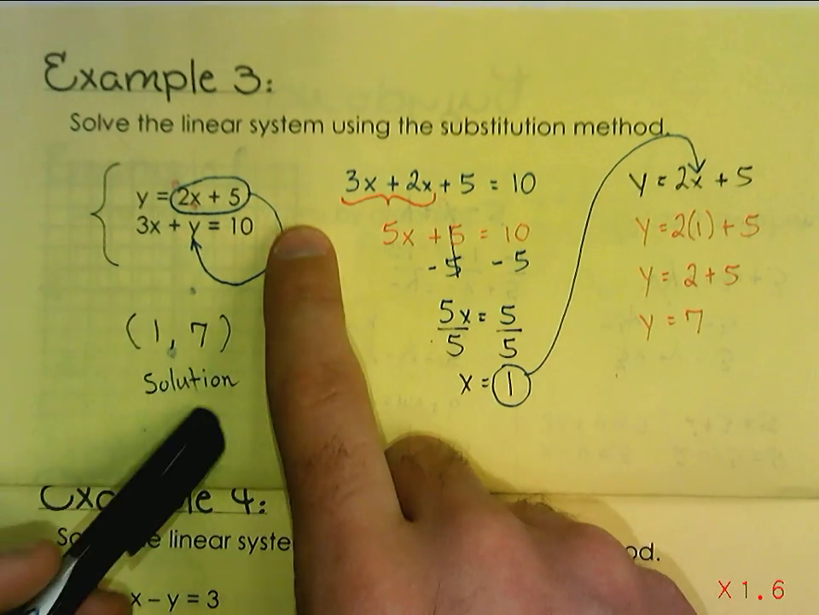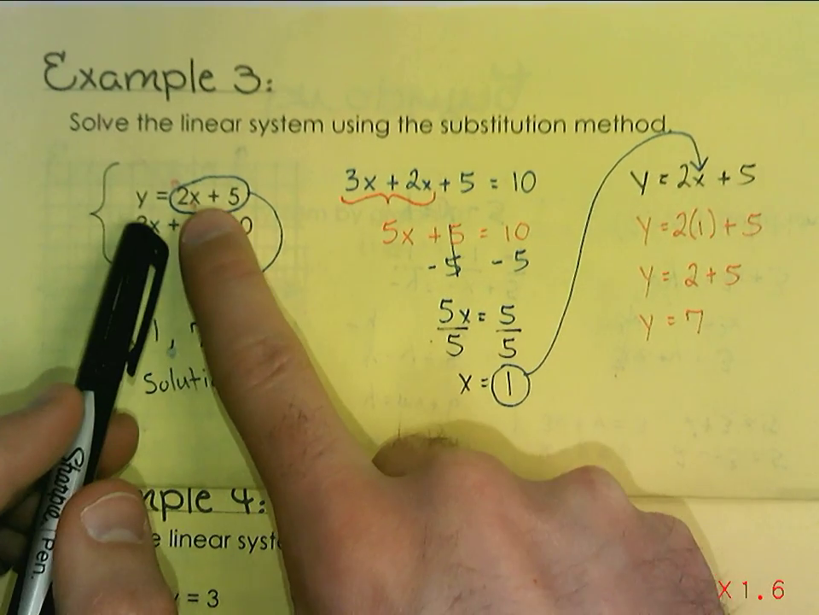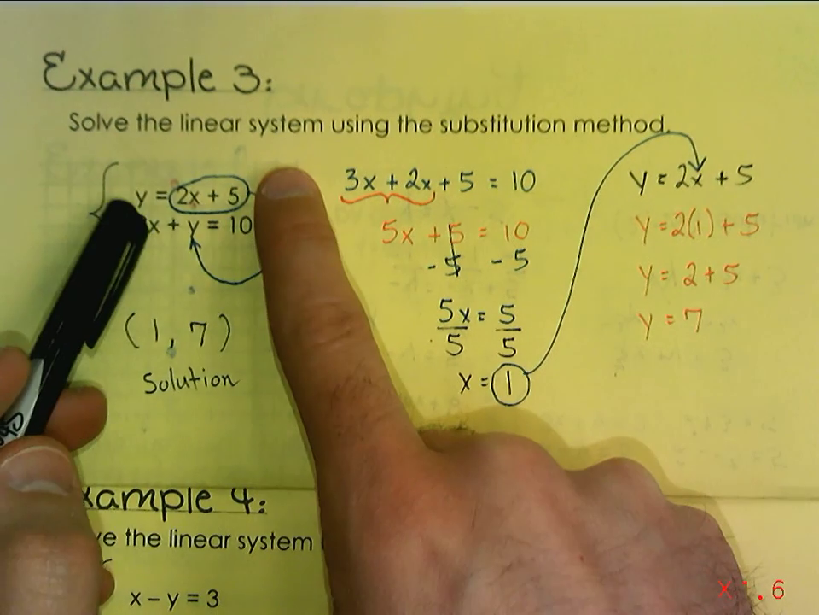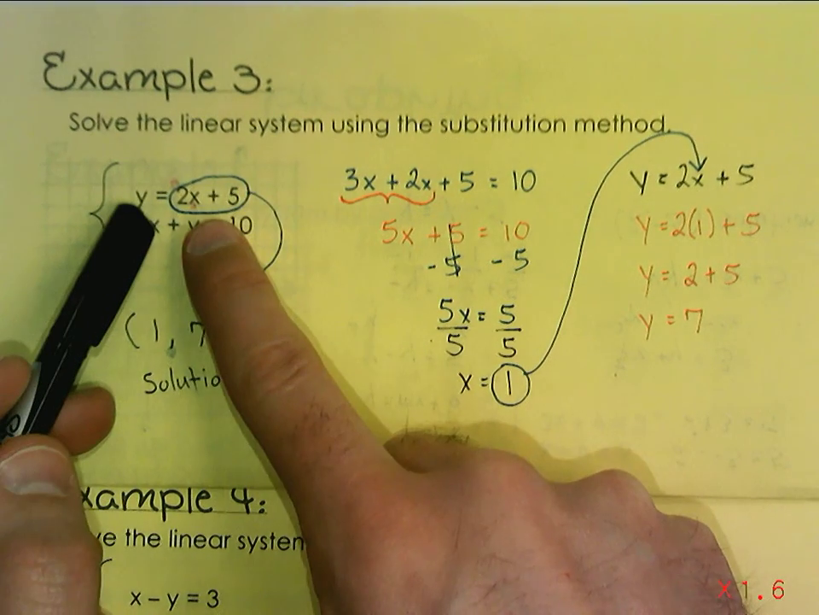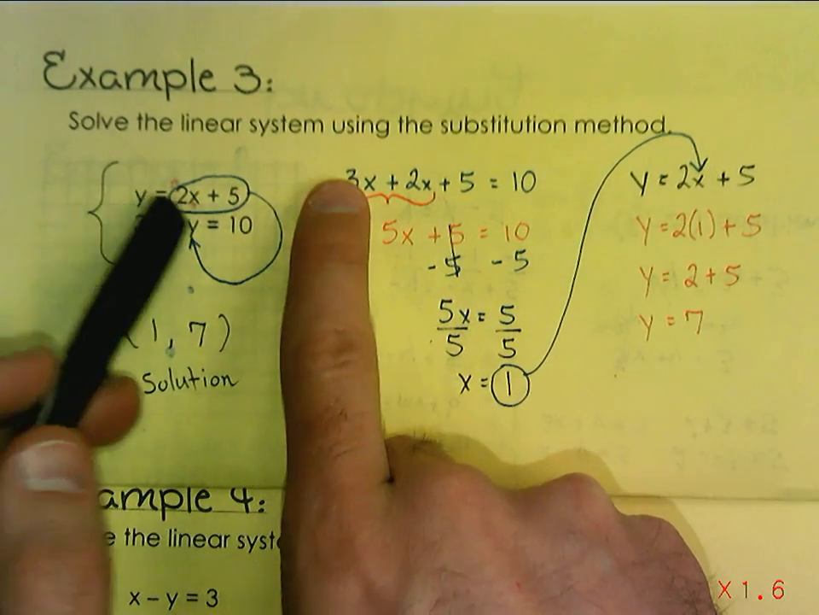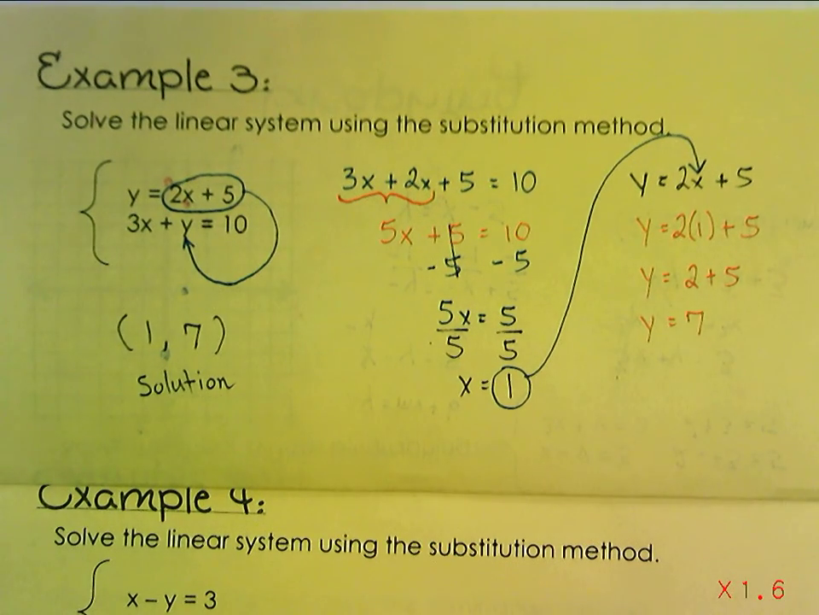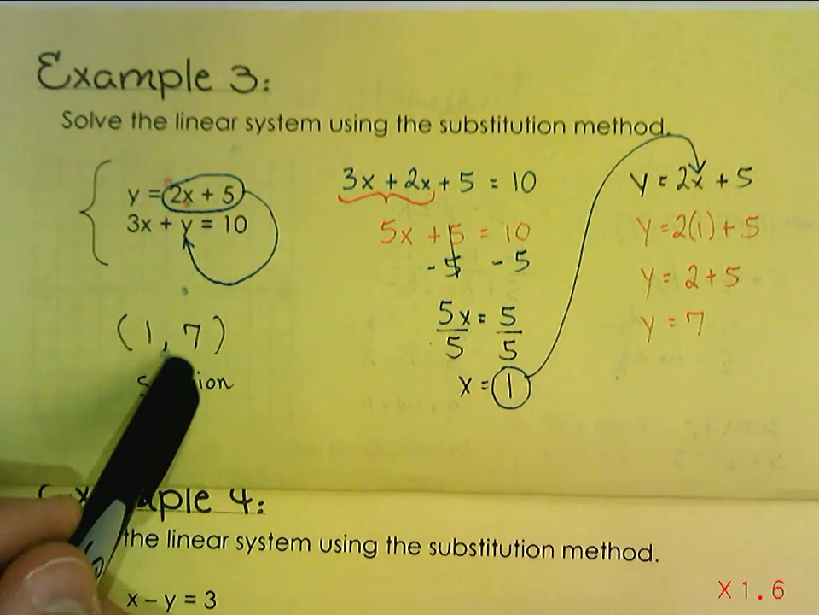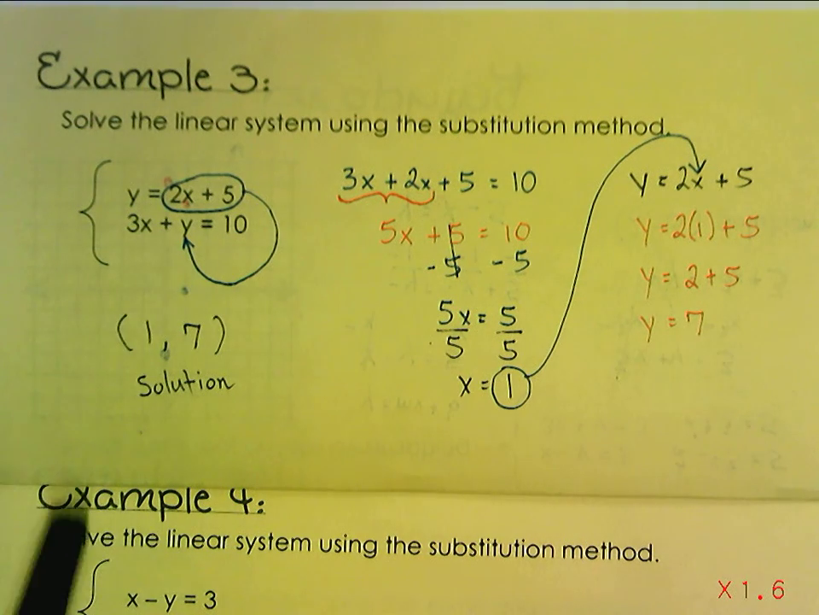That works out. If I put them into this top one, if I say 7 equals 2 times 1 plus 5, well 2 times 1 is 2, plus 5 is 7, so 7 equals 7. So you can check real quick to see if this solution works. And in this case it did. So that's the substitution method.